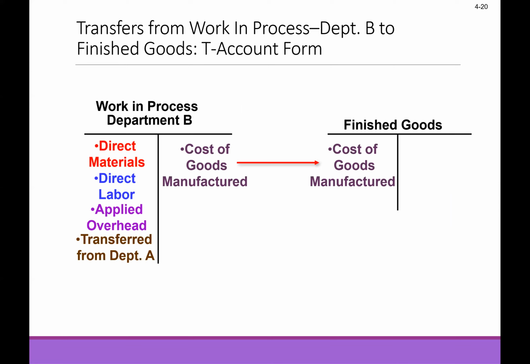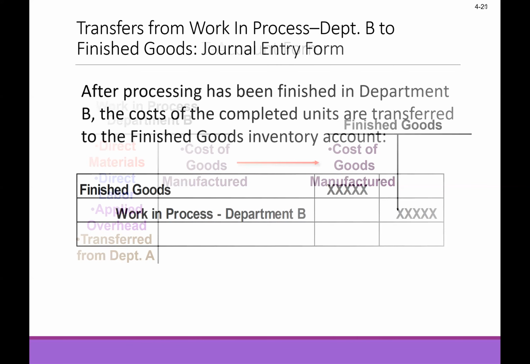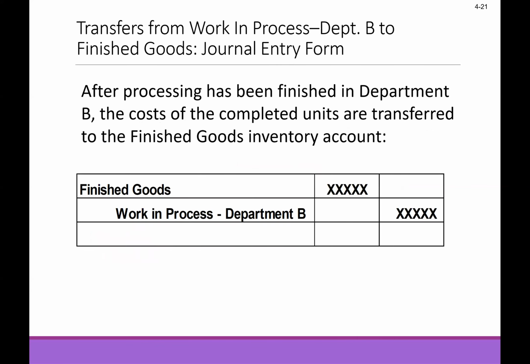When the goods are completed in Department B, all the costs that have been assigned there get transferred out of Department B as a credit and go into another inventory account called finished goods. Okay, here's the journal entry.